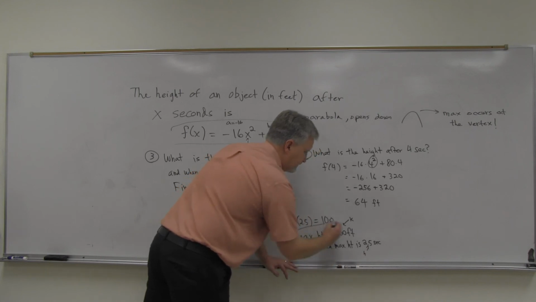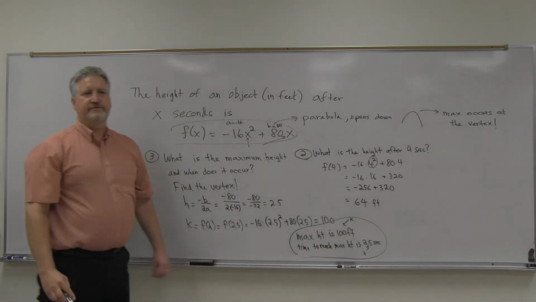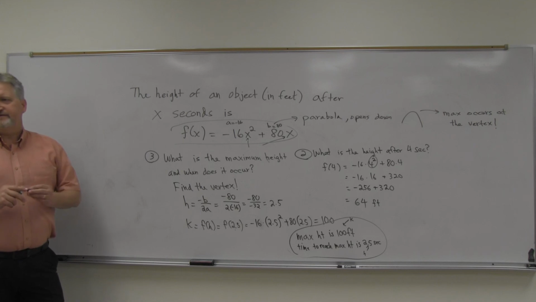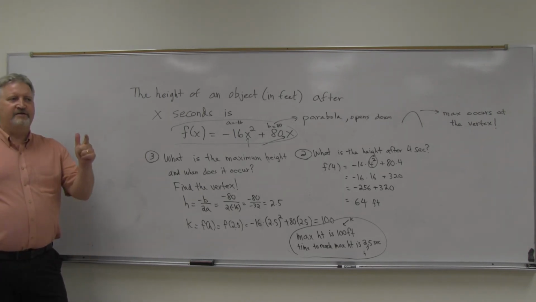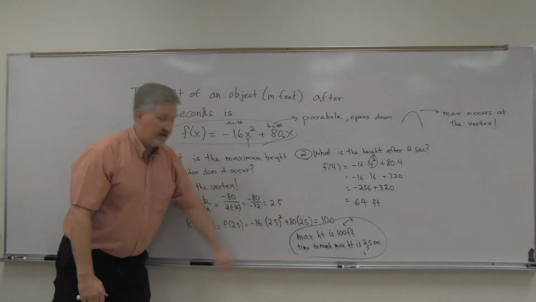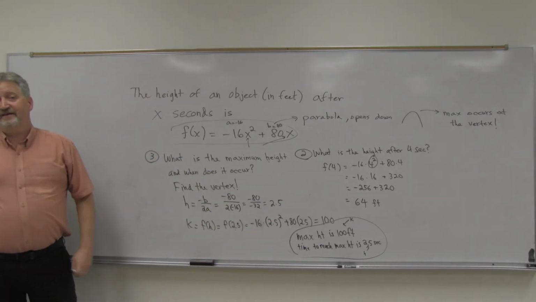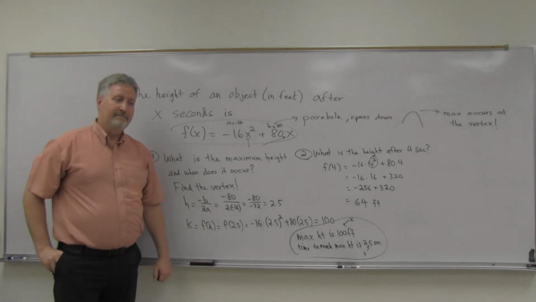Okay? That's the way those work, because I've got several basically like this assigned. So the k is the maximum height. The h is the time it takes to reach it. All right, question?